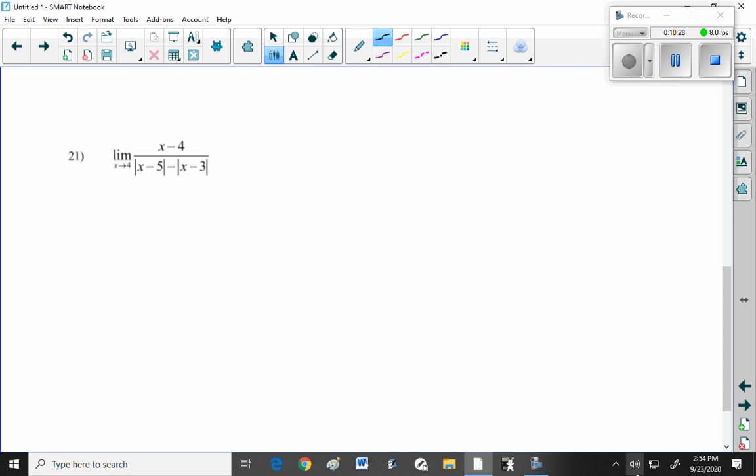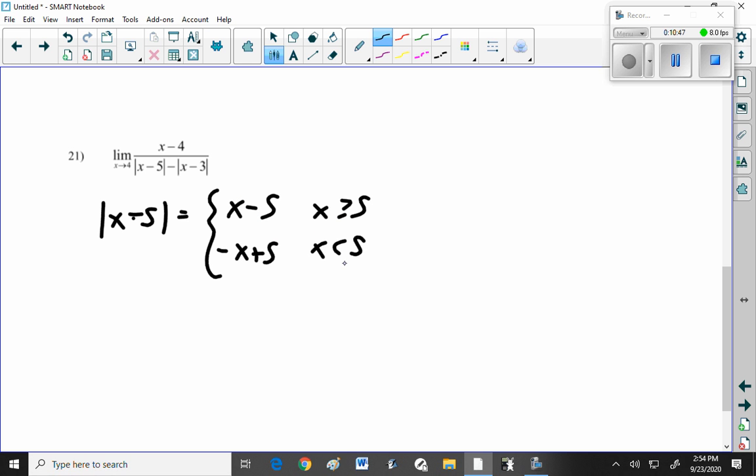Number 21, we did something similar in class. Remember that we need these two values because when I plug in 4, the numerator is 0. This becomes 1. This becomes 1. The whole thing goes to 0 over 0. So x minus 5 is equal to x minus 5 or negative x plus 5, depending upon where x is. And x minus 3 is equal to either x minus 3 or negative x plus 3, depending where x is.